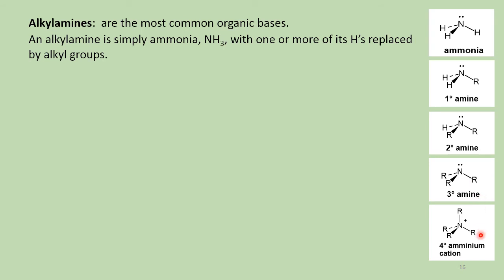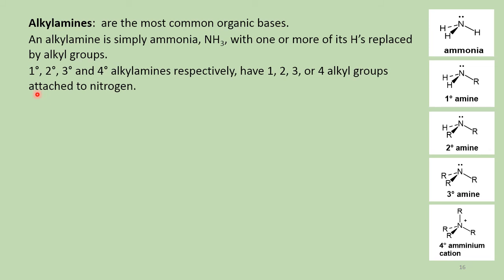This last structure actually has four alkyl groups bonded to nitrogen, such that the nitrogen is no longer neutral. It's a nitrogen cation, and this group as a whole is called a quaternary aminium cation. And so primary, secondary, tertiary, and quaternary alkylamines respectively have 1, 2, 3, or 4 alkyl groups attached to nitrogen. And when I say quaternary alkylamines, I do it in the spirit in which it's commonly used, but we understand that it's not truly an amine any longer. It's an aminium cation once it's quaternary.